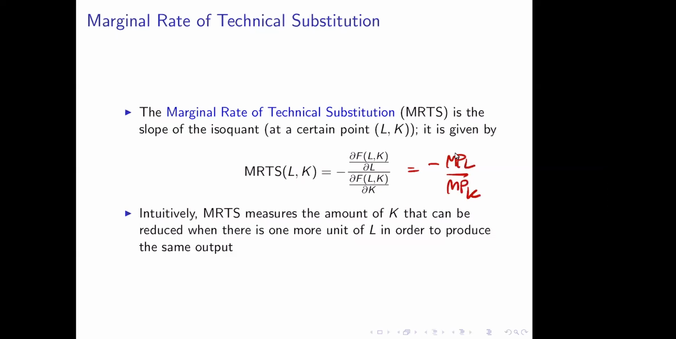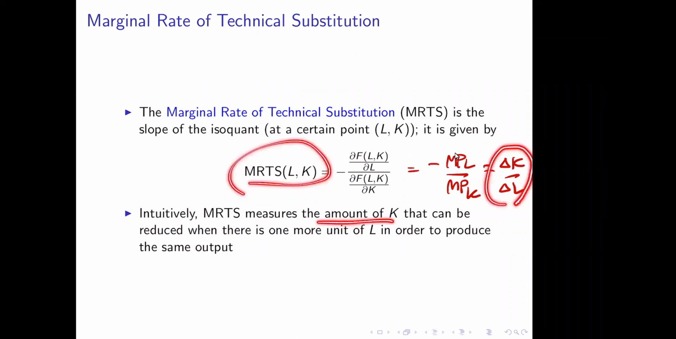So if you understand what the slope of the isoquant is, you will understand what MRTS measures, right? MRTS measures the amount of K that can be reduced when there is one more unit of L in order to produce the same amount of output. That's pretty much the slope of the isoquant itself.